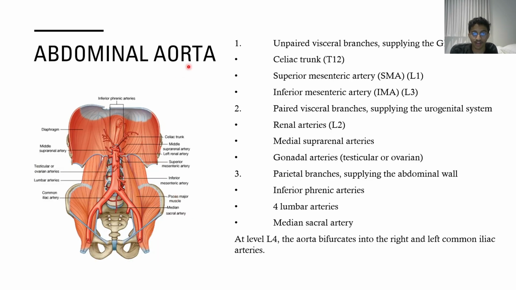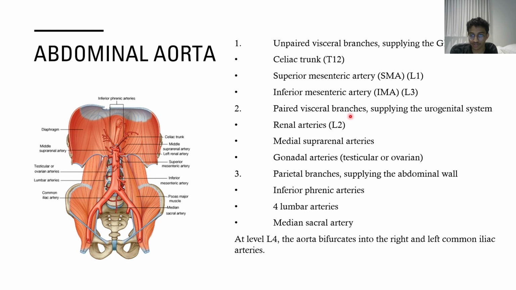Now the abdominal aorta has three main types of branches. It has unpaired visceral branches, paired visceral branches, and parietal branches. Unpaired visceral branches basically have one artery, it's not a pair, it's just one artery that supplies specifically the GI organs. Celiac trunk arises at level T12. Superior mesenteric artery arises at level L1, and inferior mesenteric artery branches at level L3.